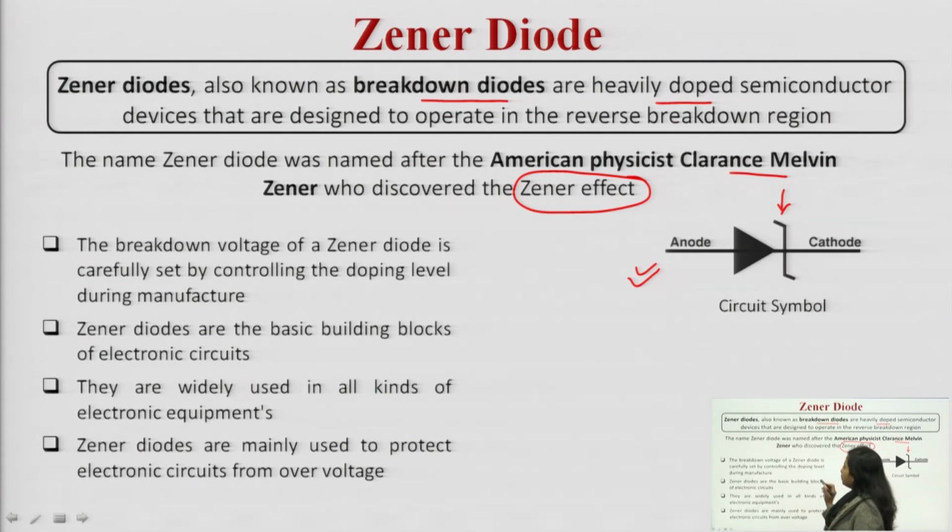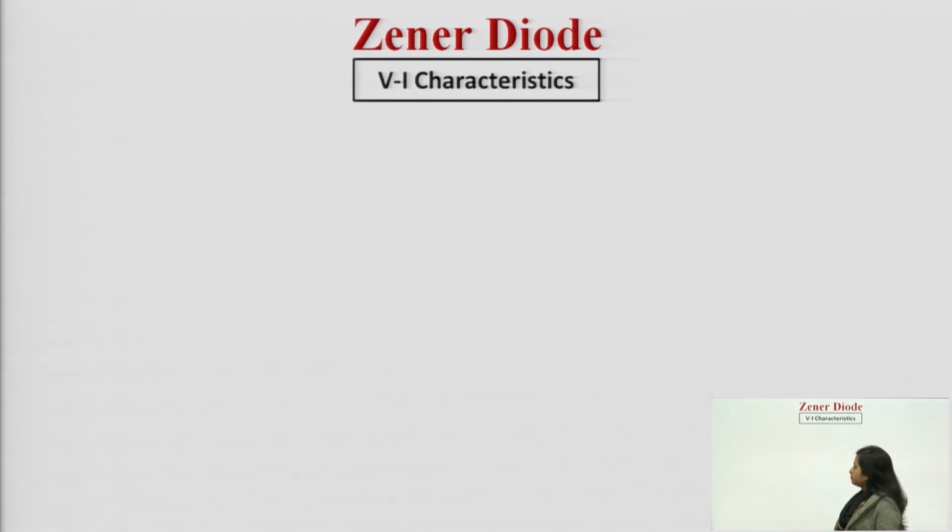See, as I have told you, the breakdown voltage in the case of a Zener diode can be set by the manufacturer. Zener diodes are the basic building blocks in electronic circuitries. They are widely used, and a very common application of a Zener diode is as a voltage regulator. Zener diodes are commonly used to protect electronic circuitries from over voltage. So, there are various applications of Zener diodes as well.